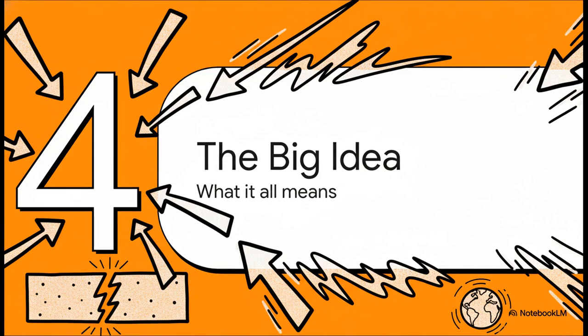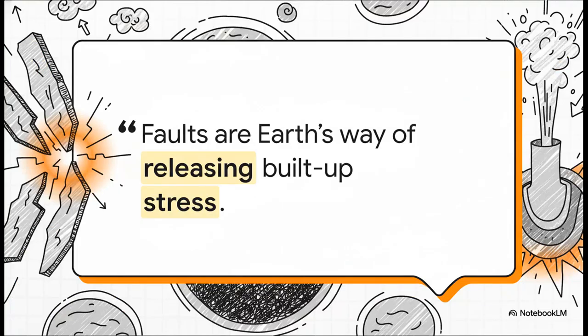So we've looked at the stresses, we've looked at the different ways things can break, and we've looked at that violent release of energy. So what's the big idea here? What is the single most important thing to take away from all this? It's this. Faults are not just some random act of destruction. They are a necessary part of how our planet works. You should think of them as the planet's release valves. They're Earth's natural and totally inevitable way of letting go of the enormous stress that builds up from the constant motion of its tectonic plates.